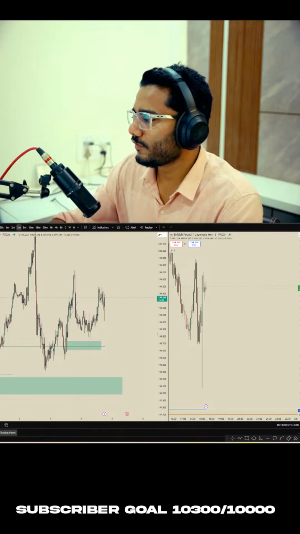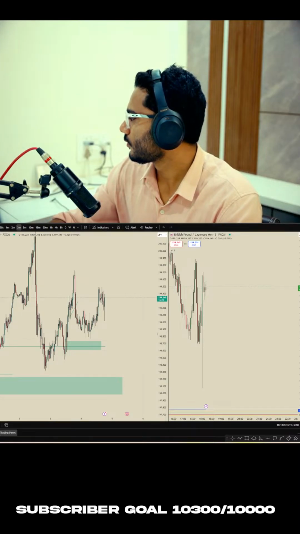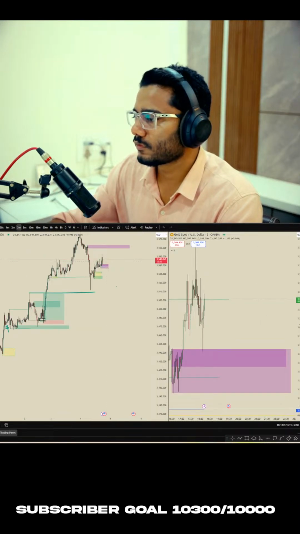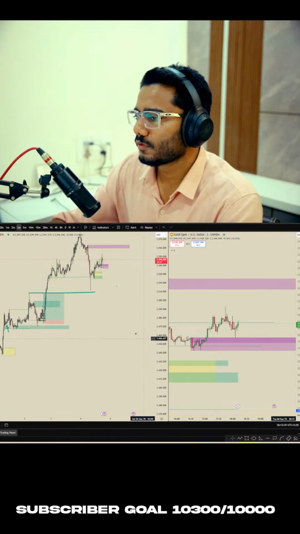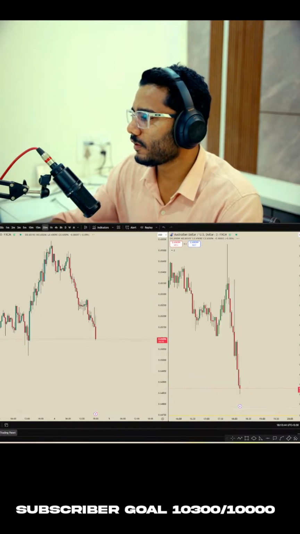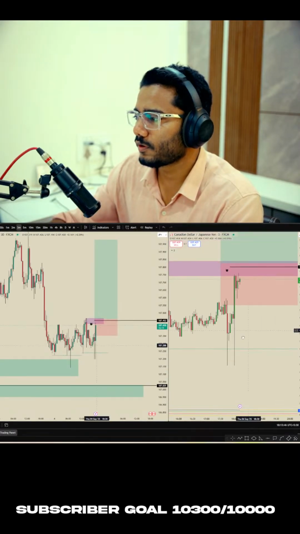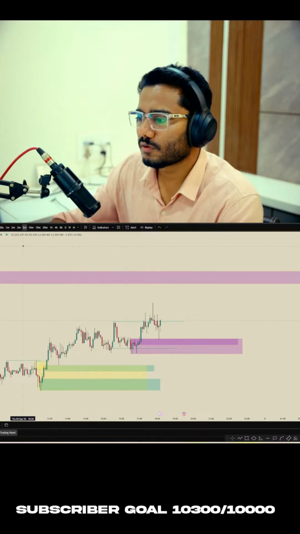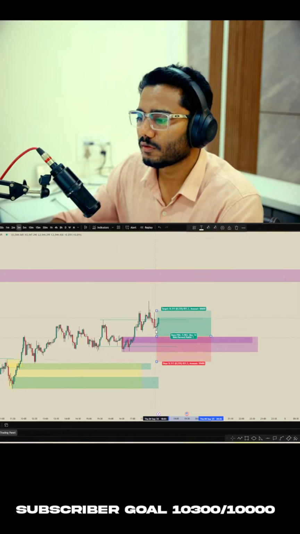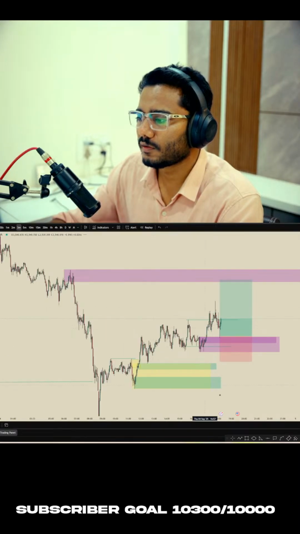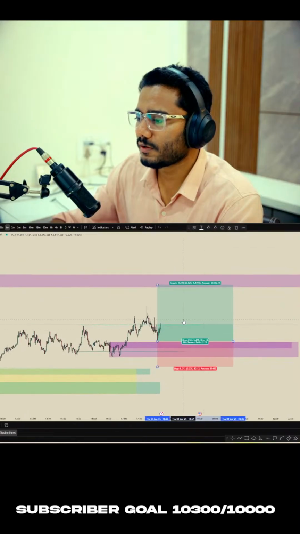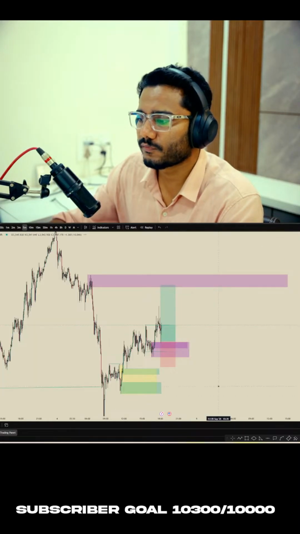I was looking for CADJPY breakout. Till then, I forgot that there is a move on gold, and now it will continue to the upside from this order block only. So we can target the next. Let's see how this goes. I am not in this trade, but I just want to see if my analysis is correct or not.